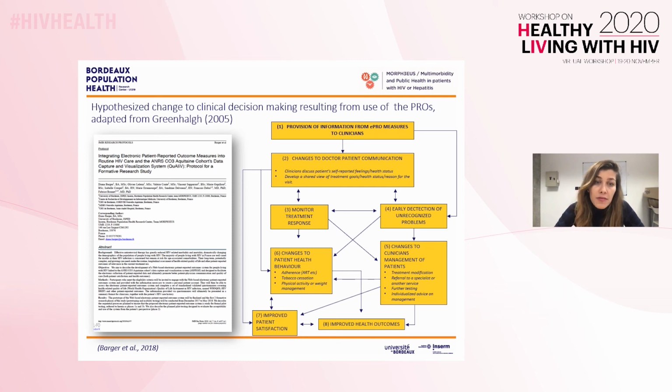So of course, we think of adherence to ART, but not only. We're thinking about tobacco cessation, physical activity, maybe weight management, or different preventative interventions that could become part of standard HIV care. Now, the proximal mechanisms here are changes to patient health behavior and changes to clinician management. And we expect that those have to occur in order for patient satisfaction or improved outcomes to be achieved. But as you see from this slide, the mechanisms are extremely complex, and we have to consider this as we further integrate this data into HIV care.